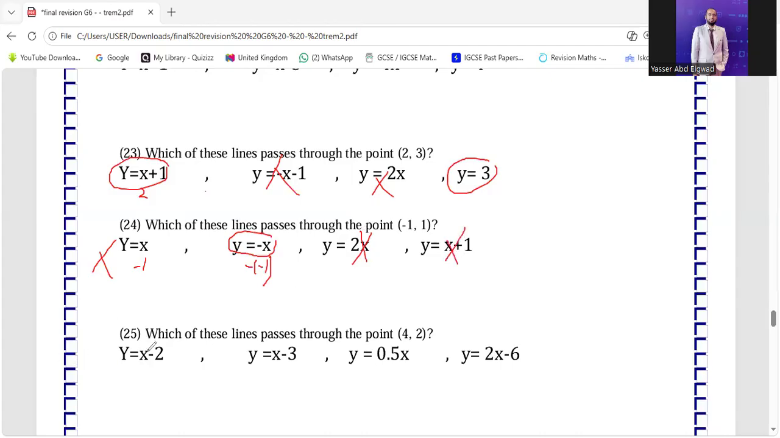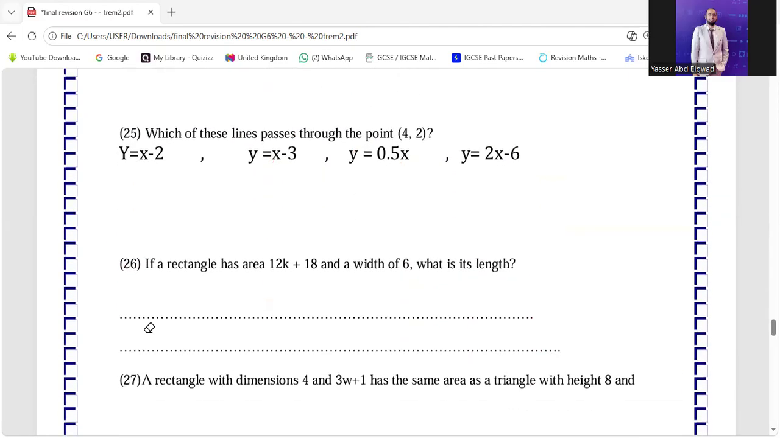Number 25, which of these lines? The same, put 4. 4 minus 2, we get 2. Excellent. 4 minus 3, get 1, no. 0.5 times 4, half of 4 is 2, passing through. And here is 2 multiplied by 4, 8 minus 6, we get 2. Here we have 3 lines passing through. The next one.